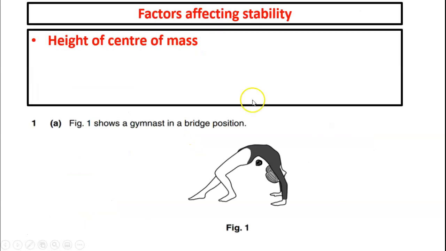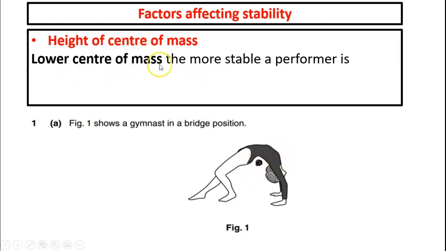First one we're going to have a look at is the height of the centre of mass. I'm sure you can kind of guess this, but if you have a look, I put it onto this one here for the bridge. So this is stable because the centre of mass is lower. Okay, so the lower the centre of mass, the more stable a performer is.